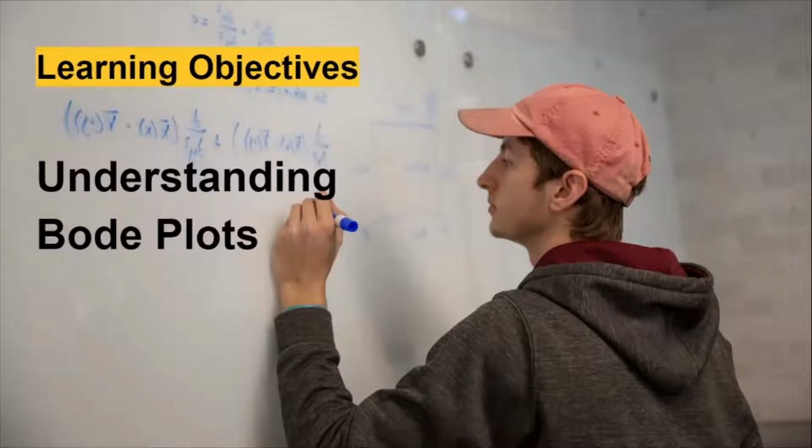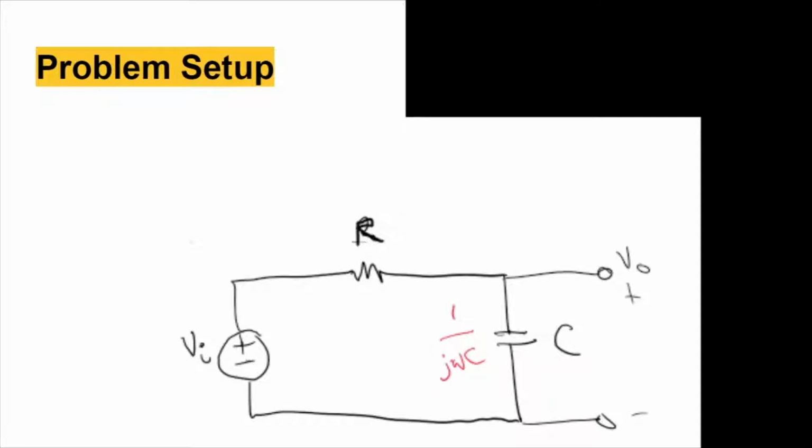For today's presentation, we are going to try to get an intuitive understanding of Bode plots. Let's learn about Bode plots by analyzing this circuit. This circuit is a low-pass filter, and we are going to first find an expression for its gain, because that is what we plot when we do Bode plots. A Bode plot is a plot of the magnitude of the gain as a function of the frequency.